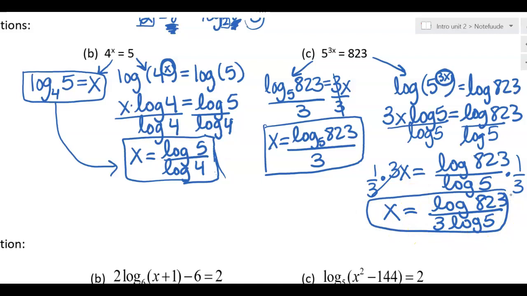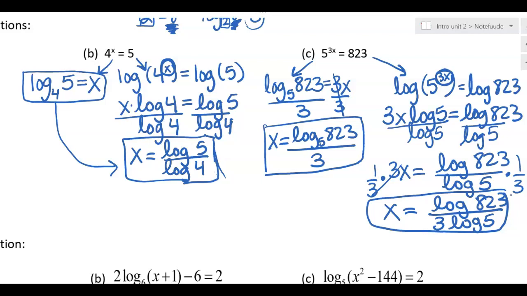And again, these are the same thing. The change of base formula says log base 5 of 823 is the same as log of 823 over log of 5, and then you have a dividing by 3 in this one and a dividing by 3 in this one. Okay, so they are the same. Is this okay with how to approach exponential problems?